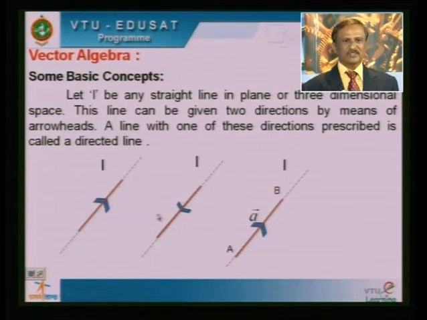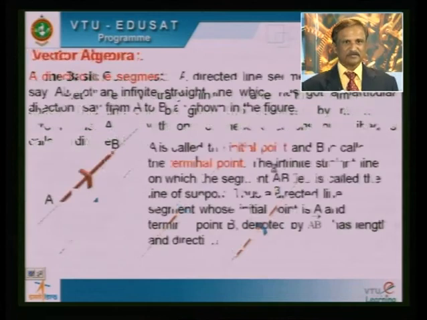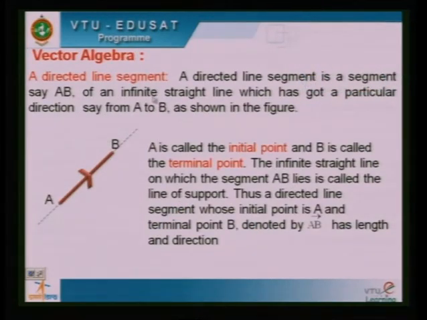I hope you are observing the diagram. A line with one of these directions presented is called a directed line. It is an infinite line, and it can be represented by L. You can represent a directed line, the red line, with a direction. Or we can denote a line segment using this direction. You can denote the red line as line segment AB. Here AB is the line segment with a particular direction. Then you may call it a directed line segment. It means that it is a segment, say AB, of an infinite straight line.